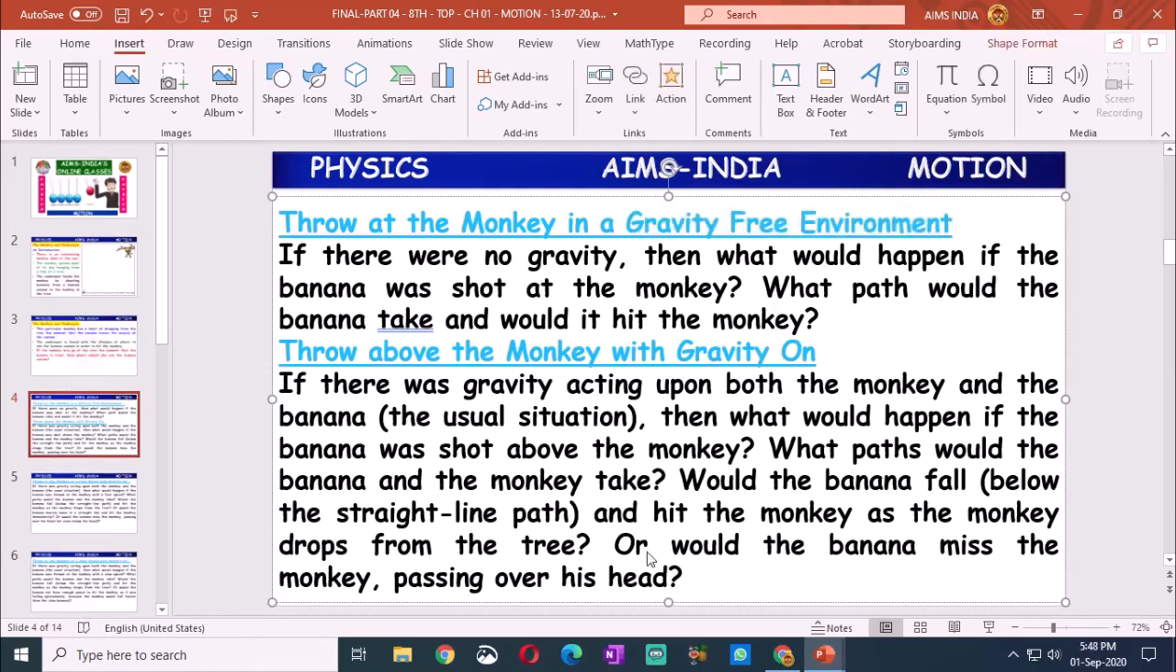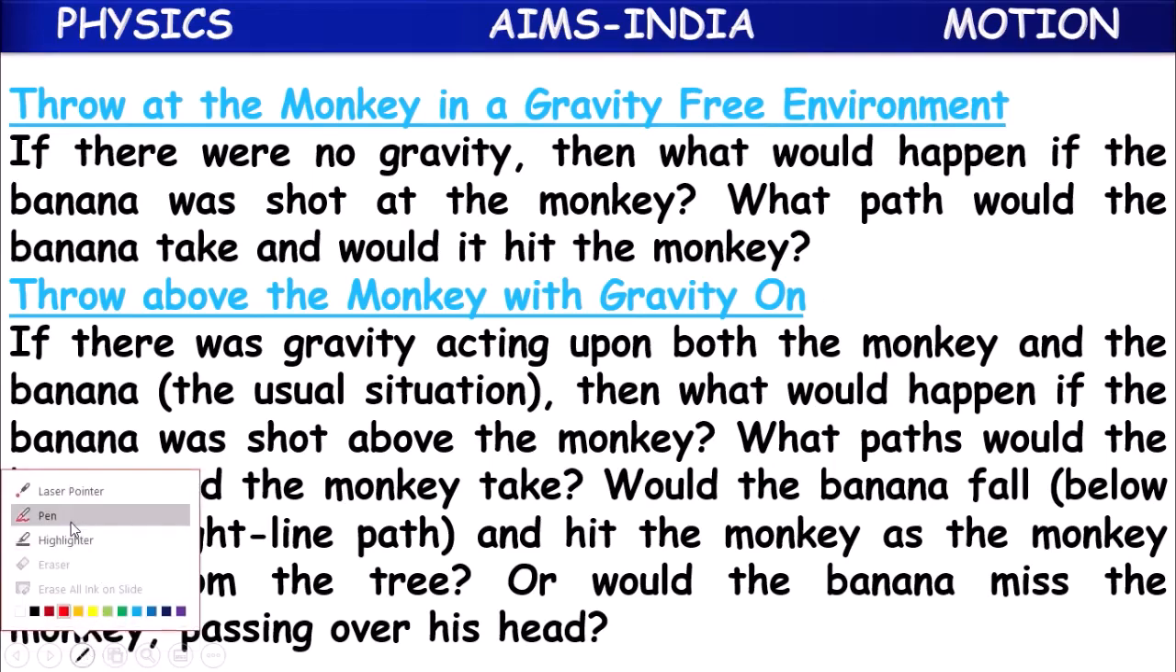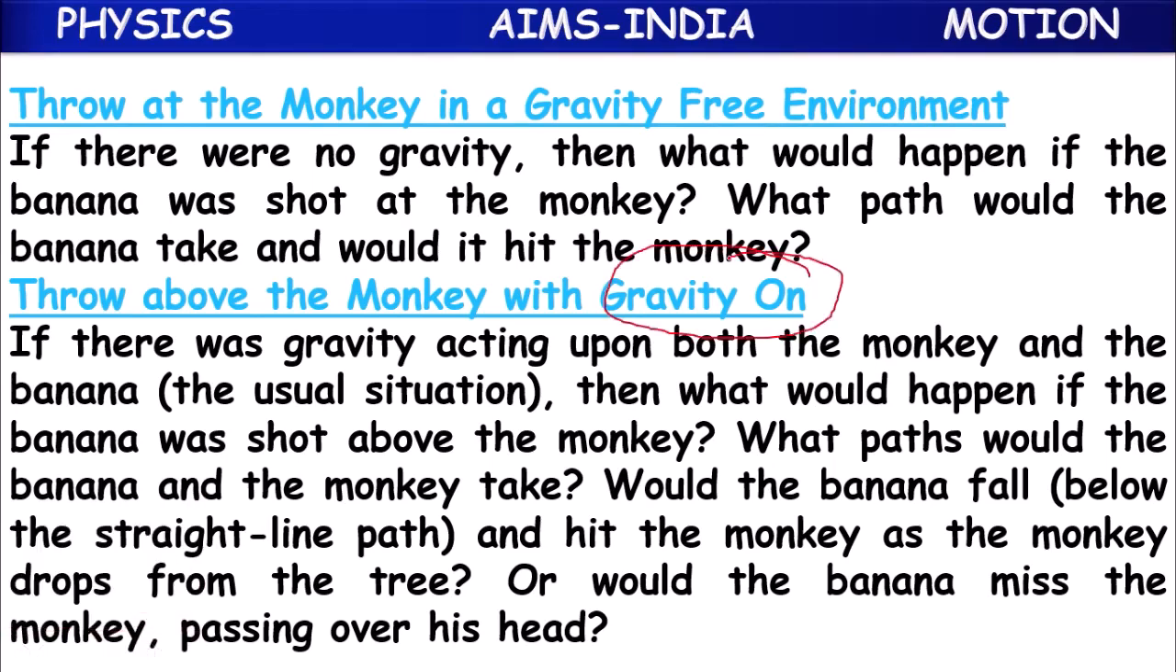So next, when the gravity is on, if there is gravity, if we shoot the banana above the monkey, then what happens? If there was gravity acting upon both the monkey and the banana, the usual situation, then what would happen if it was shot above the monkey? Okay, this is the second case.